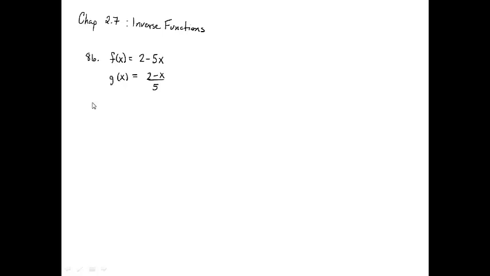Awesome. So first let us find f of g of x, which is the same as saying f of (2 minus x) divided by 5. That's what g is. I plug that in right here. Everywhere I see an x inside of f, I'm going to plug in (2 minus x) divided by 5. So that turns out to be 2 minus 5 times (2 minus x) divided by 5.